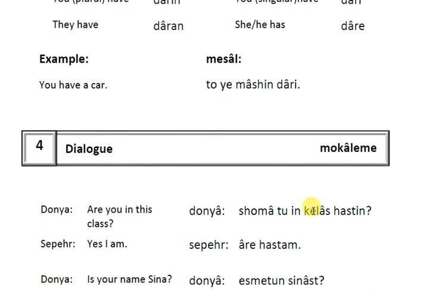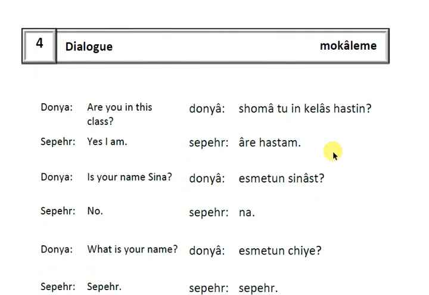The next one is again another conversation, مکالمه. دنیا سپر. دنیا is a common name for girls and سپر is for boys. شما تو این کلاس هستین. شما means you. تو این کلاس. Class means class. هستین means you are.